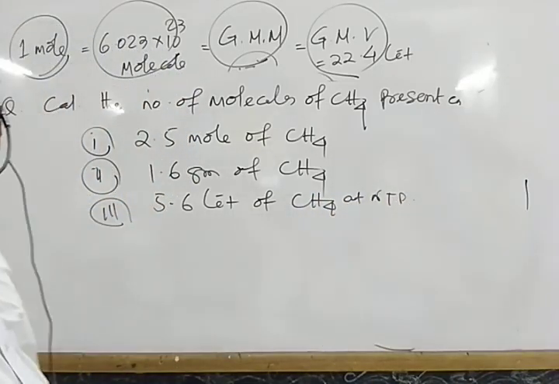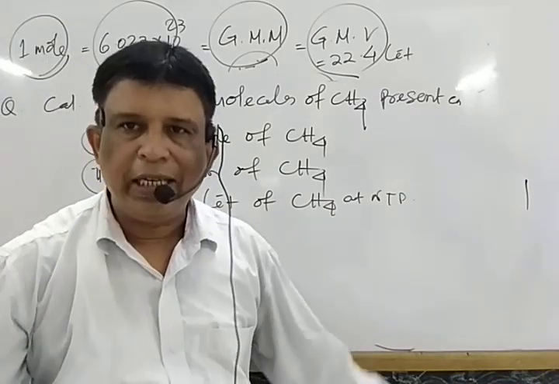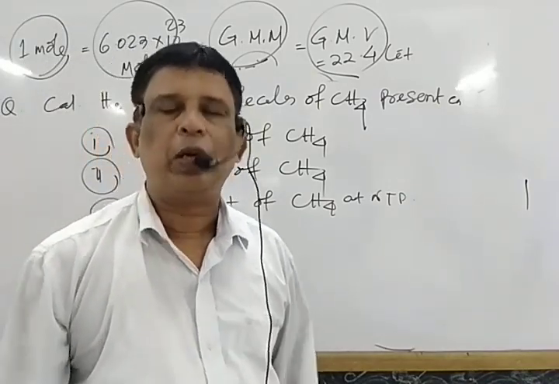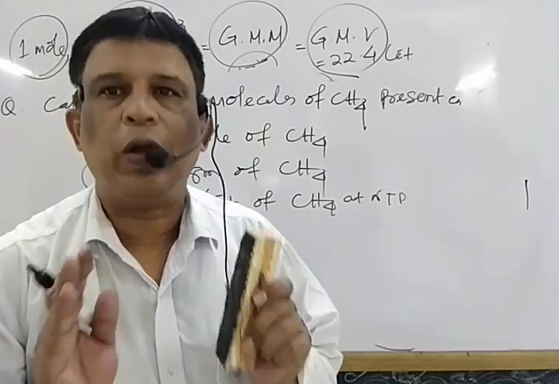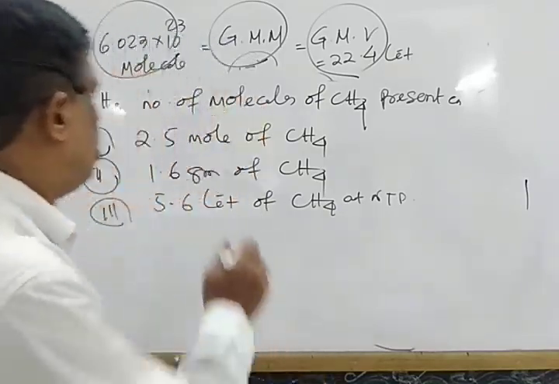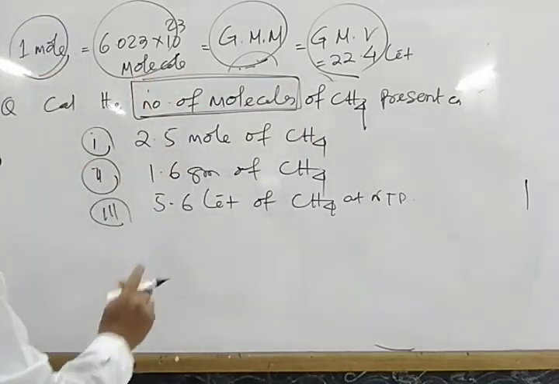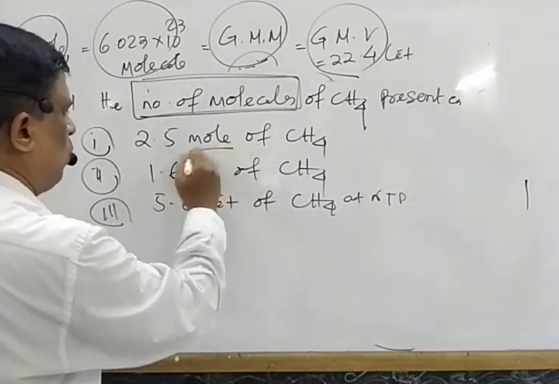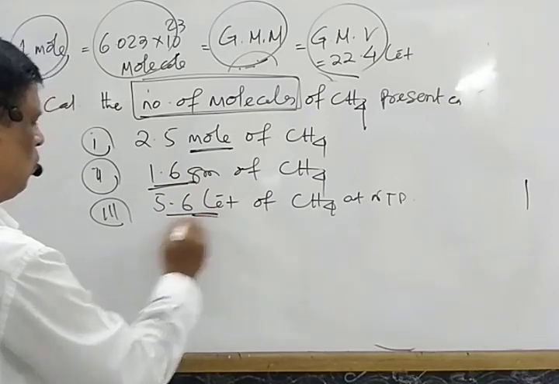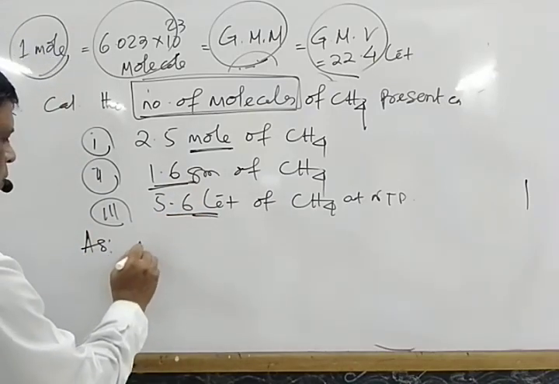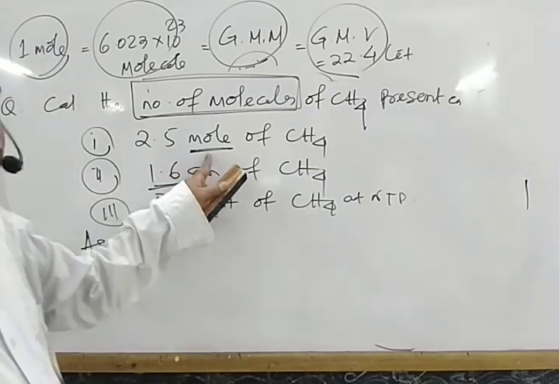Read the question. Never worry about the question, even if it is a numerical, but always go through the concept. What is the concept? Calculate the number of molecules. It is the Avogadro number. We have to find out Avogadro number with mole, with mass, with volume. Mark that. Answer B1. B1 is with mole.